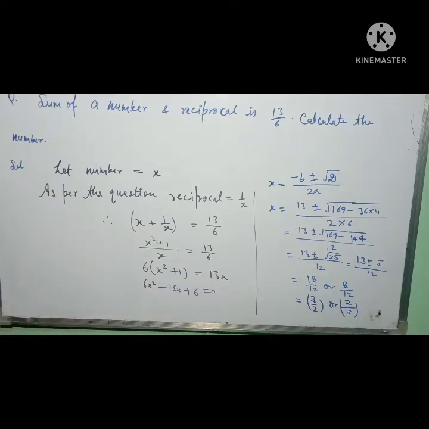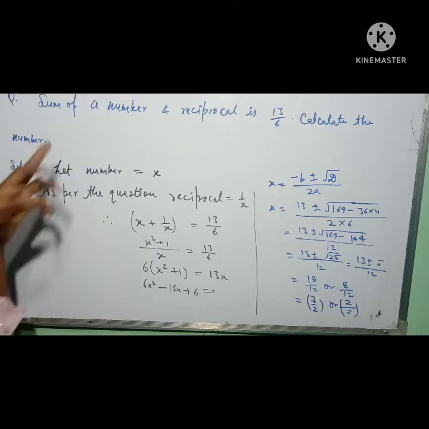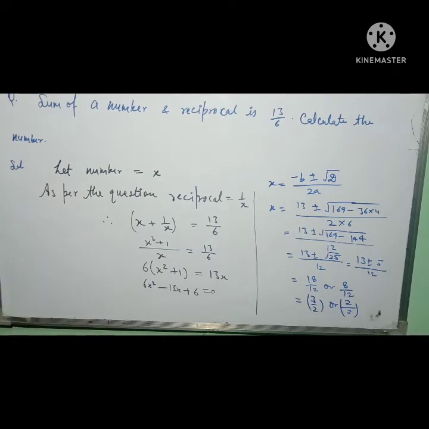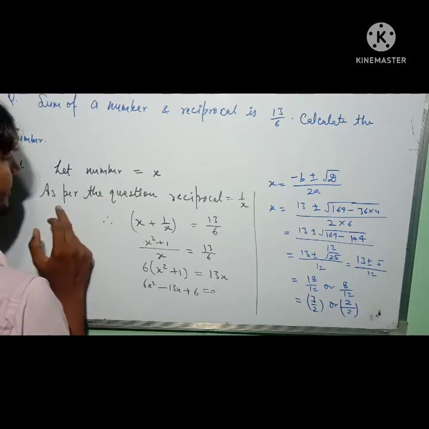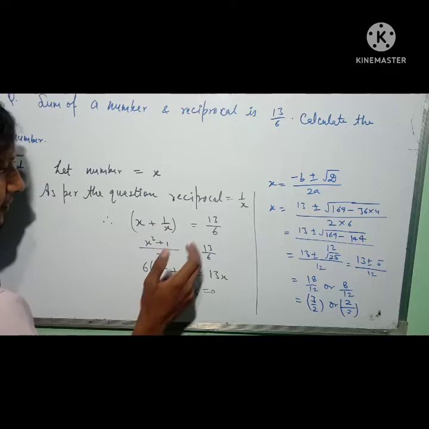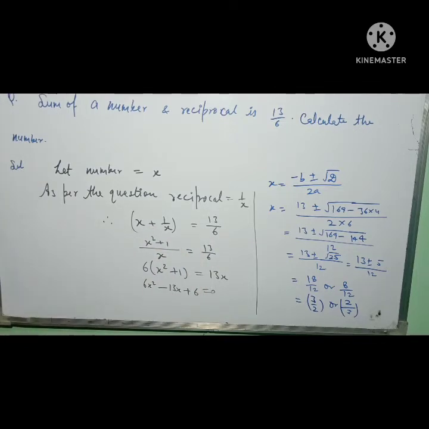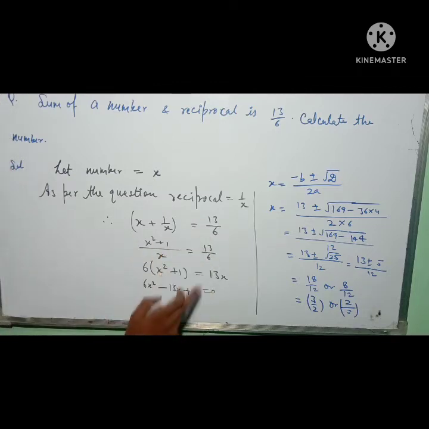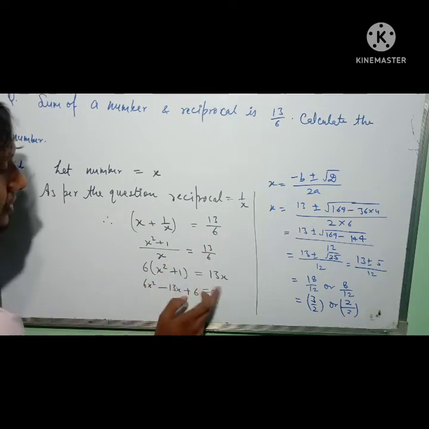Alright everyone. What we need to understand here is we are given that the sum of a number and its reciprocal is 13 upon 6. So we need to calculate the number. Here you may see that we may suppose the number is x, then as per the question the reciprocal would be 1 upon x, and the sum x plus 1 upon x would be equal to 13 upon 6. Taking LCM, x is LCM, so x squared plus 1 upon x is equal to 13 upon 6. Cross multiplication, 6 into x squared plus 1 is equal to 13 into x.